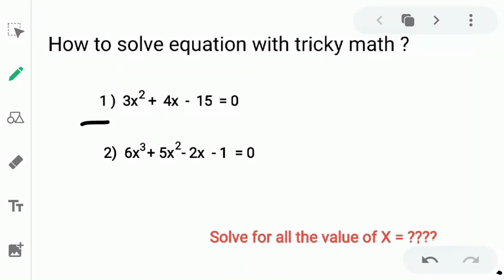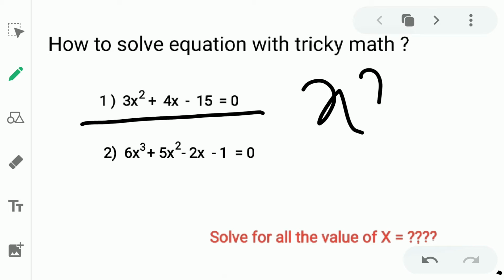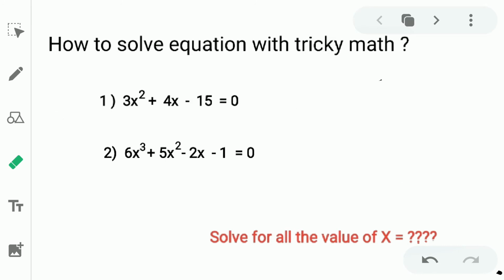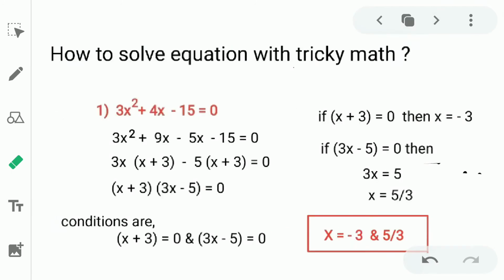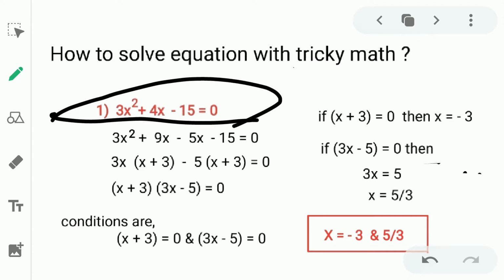Like this: 3x squared plus 4x minus 15, and then the other is 6x cubed plus 5x squared minus 2x minus 1 equals 0. So one has power 2, another has power 3. So how do we solve this type of equation? Let's start with the first one, which is the power 2.